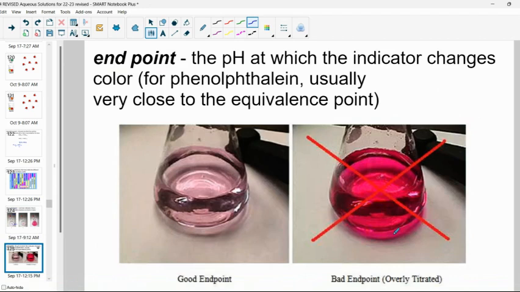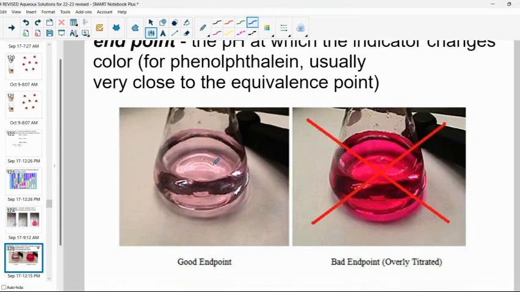The definition of endpoint is the pH at which the indicator changes color. For phenolphthalein, that's usually very close to the equivalence point. We always want to pick an endpoint close to the equivalence point. The equivalence point has to do with the chemical reaction, the neutralization reaction. The endpoint has to do with the indicator. So we want an indicator whose endpoint is close to the equivalence point. Phenolphthalein is good for most titrations because we're talking about a pH change right around where neutral begins.